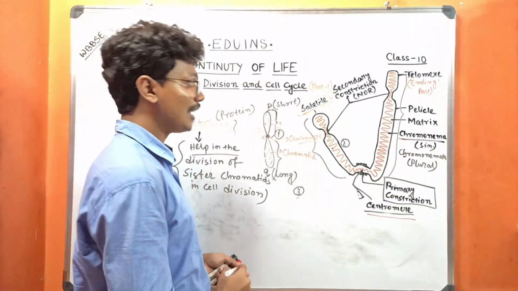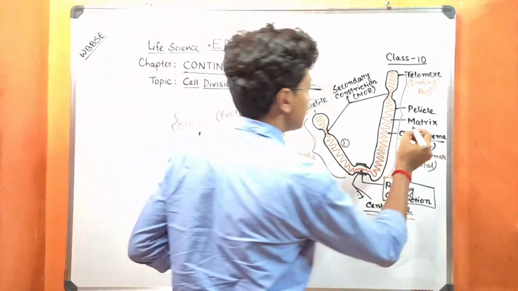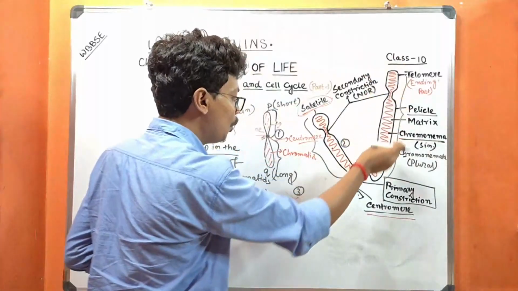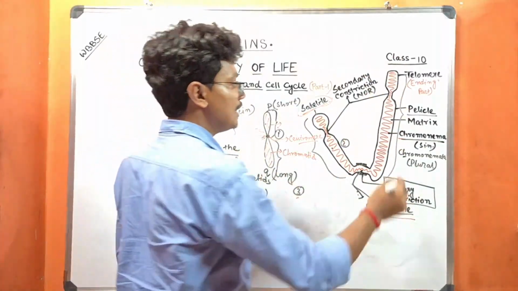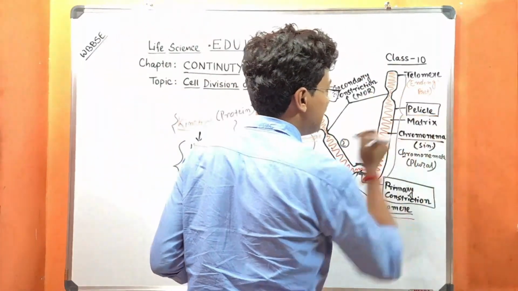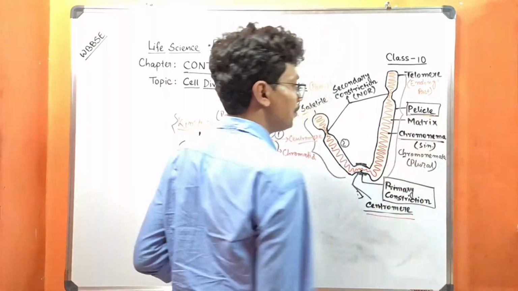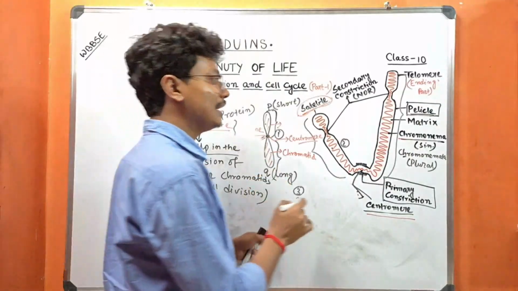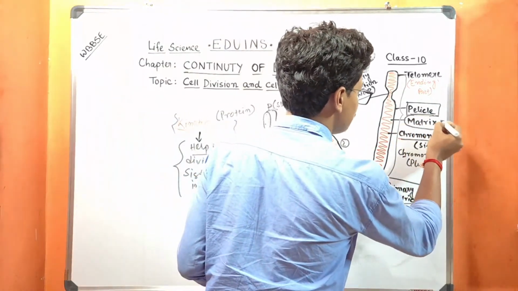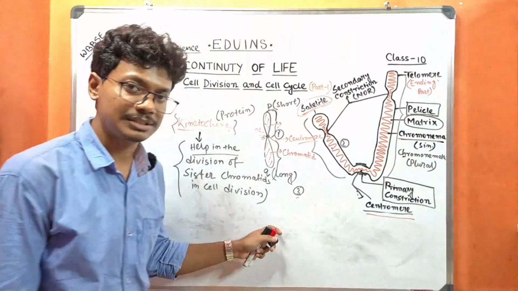Now the part that is pellicle. The whole chromonema is covered with a thin layer, which is known as pellicle, and inside the pellicle there is a jelly-like substance which is known as matrix.